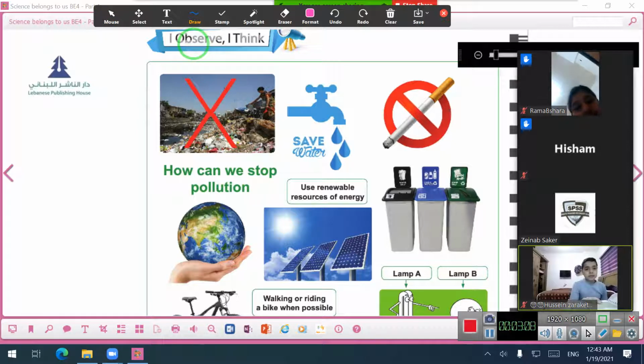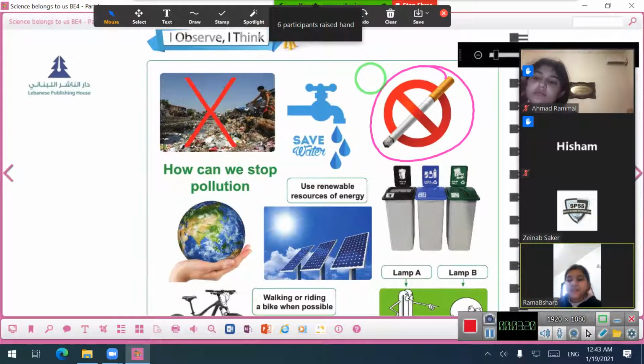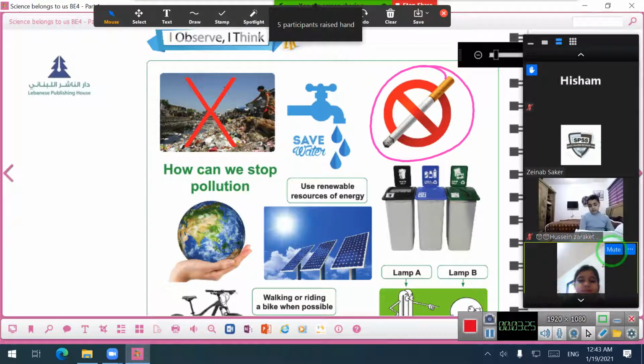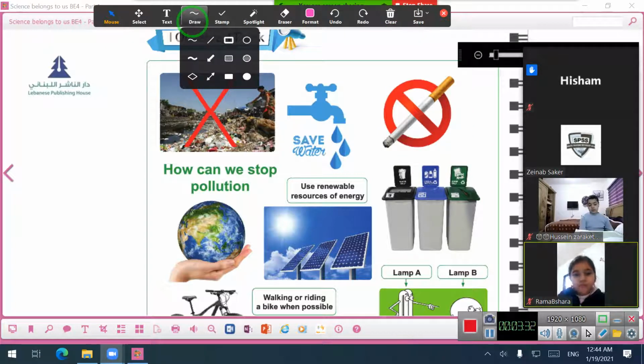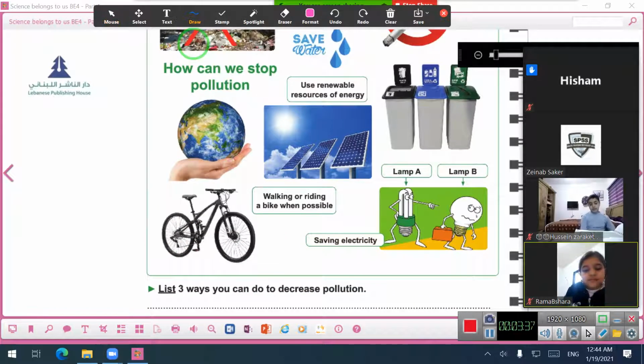What does photo 3 represent? Okay, Rama, can you tell me what you see in photo 3? What does photo 3 show you or tell you? Excellent. We have to stop smoking or stop using cigarettes. In number 4, I have a new important phrase: use renewable resources of energy.